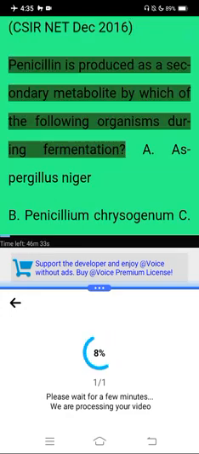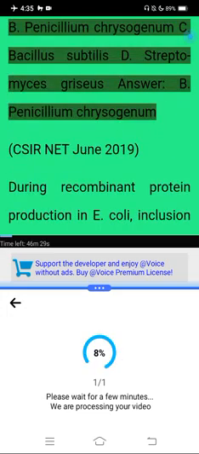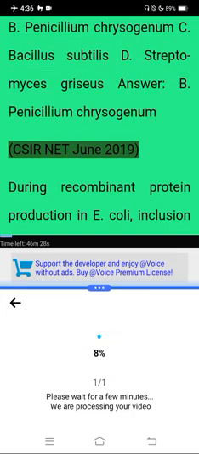CSIR NET December 2016. Penicillin is produced as a secondary metabolite by which of the following organisms during fermentation? A. Aspergillus niger. B. Penicillium chrysogenum. C. Bacillus subtilis. D. Streptomyces griseus. Answer: B. Penicillium chrysogenum.